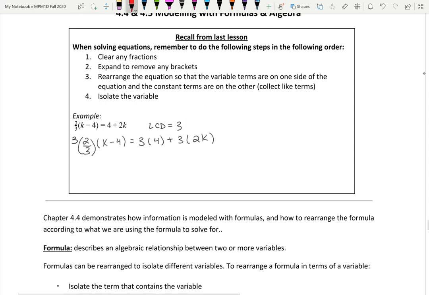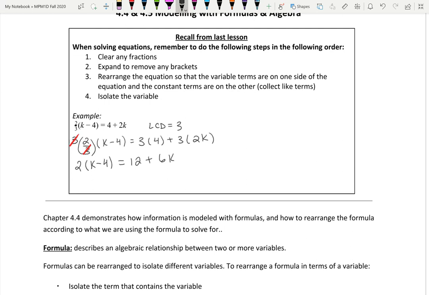Okay, now my denominator is canceled out with the numerator 3. So I no longer have fractions, which is what I wanted. Okay, so now I'm going to write the numerator of my fraction 2 times what's in the bracket. And then I can simplify my left side here. So 3 times 4 is 12. And 3 times 2k is 6k.